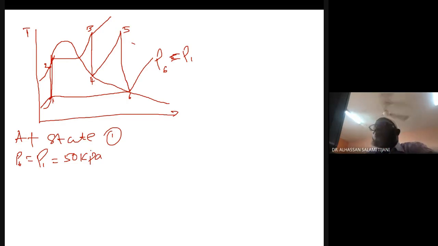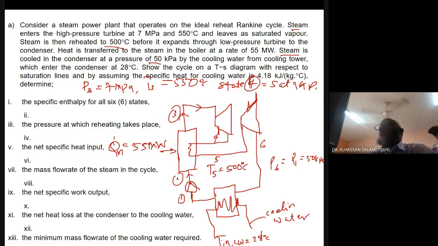And again, be careful. We are told the steam is cooled in the condenser at this pressure by the cooling water from the cooling tower, which enters the condenser at 28 degrees Celsius.